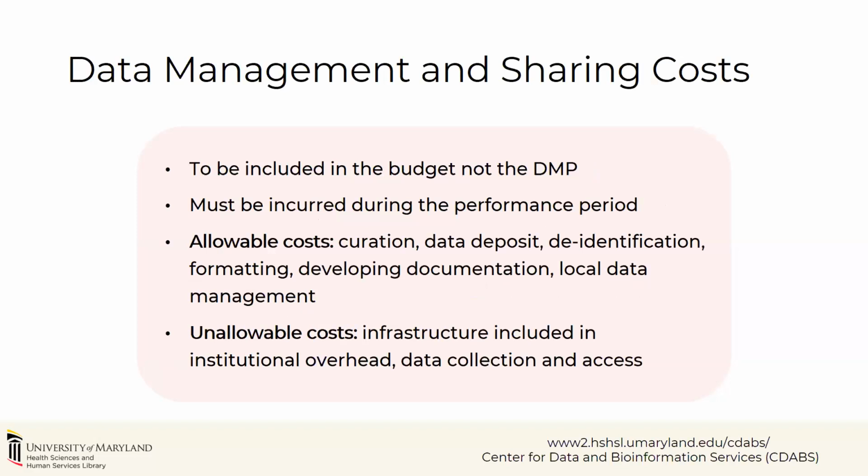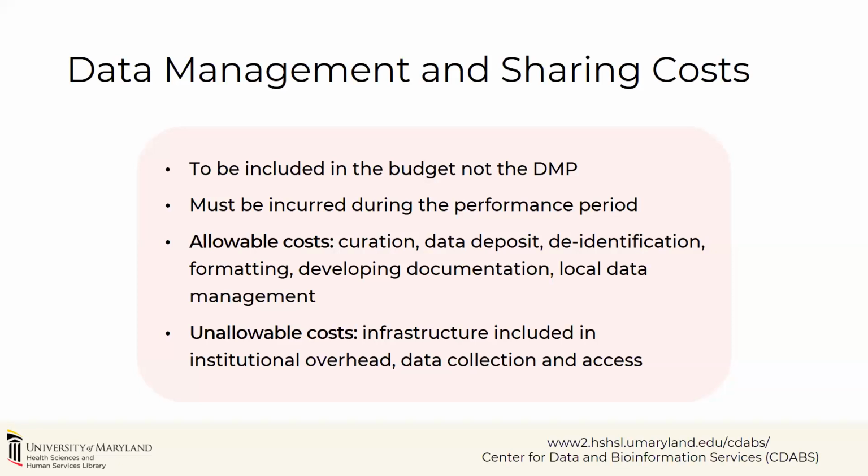The NIH does recognize that there could be costs associated with data management and sharing. There are certain allowable costs that can be included as part of your budget justification. These would be things like the cost of data deposit, de-identification, developing documentation, but not things that would be included in institutional overhead or as part of normal research costs like data collection. Again, what you put in your data management plan and in your budget and budget justification should be aligned.